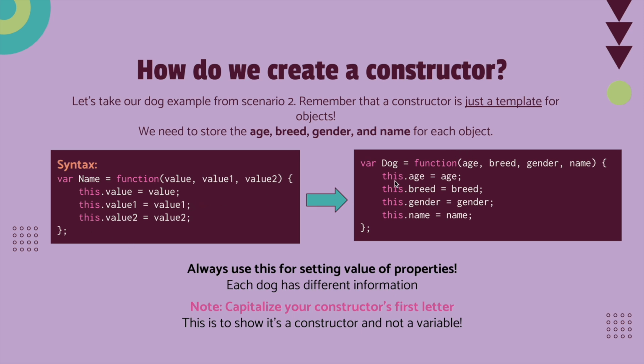So over here, for example, we have our dog constructor. We're passing in age, breed, gender, name, and you can see we're setting the 4 properties: age, breed, gender, and name.